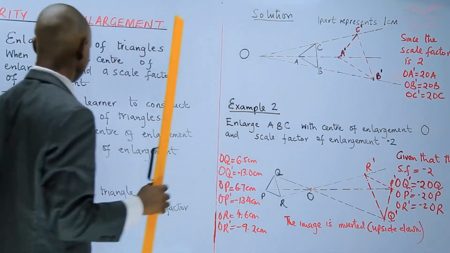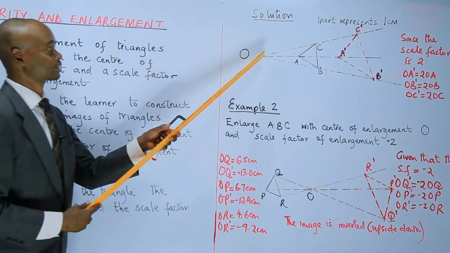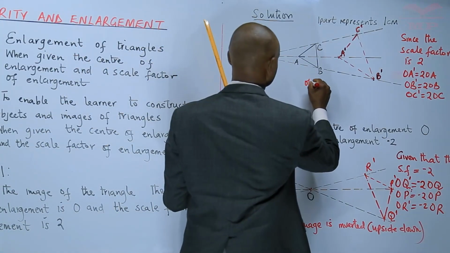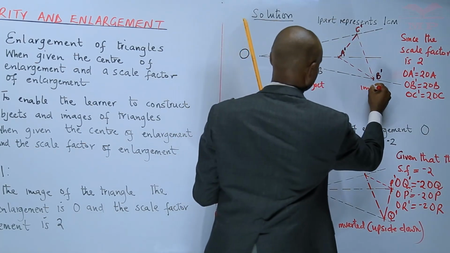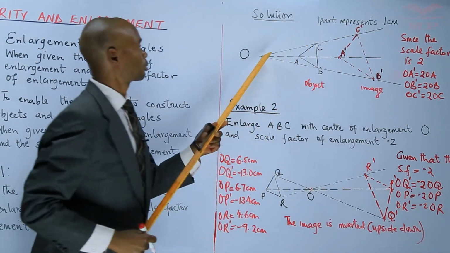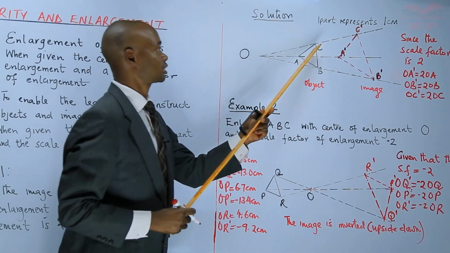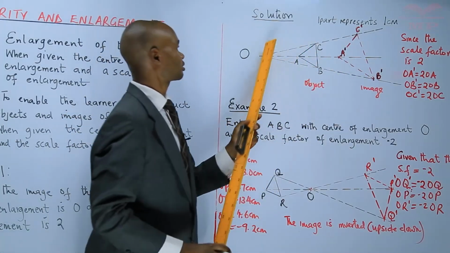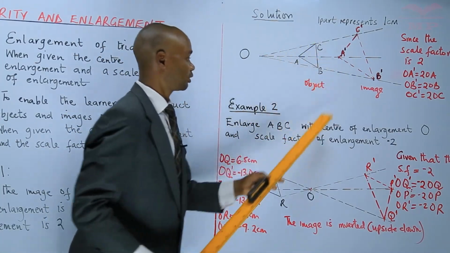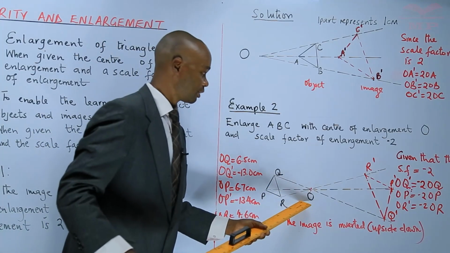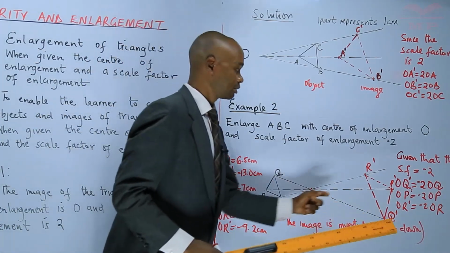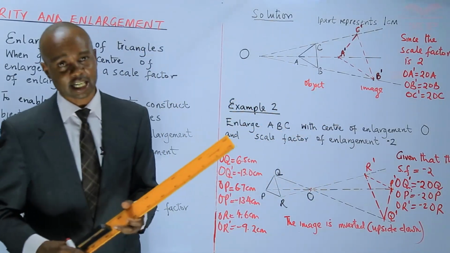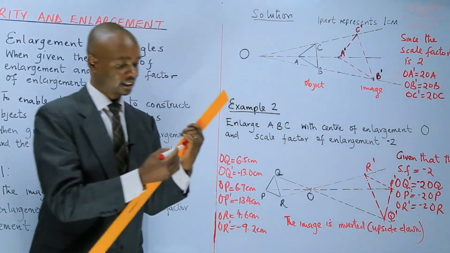Let's just go through a recap of the solutions. Identify the center. This is the object. And that is the image. So you prolong a line from the center of enlargement through all the three vertices. Then given a scale factor 2, the image distance from the center of enlargement will be double the object distance. It happens the same for a negative enlargement, only that for a negative enlargement, the image and the object are on opposite sides of the center of enlargement.